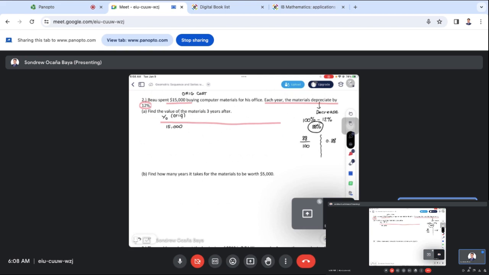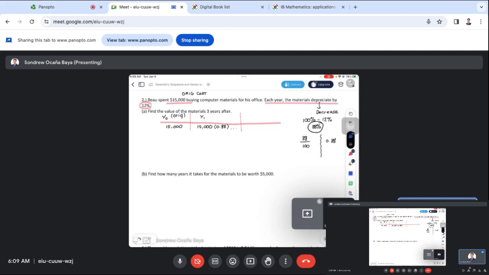That means if you wanted to know the value of the material in year one, or in the next year, so that you won't be confused, year one, we have to multiply 15,000 by the remaining percentage, which is 0.88. And this pattern continues. And that's it. So this is where your analysis comes in.